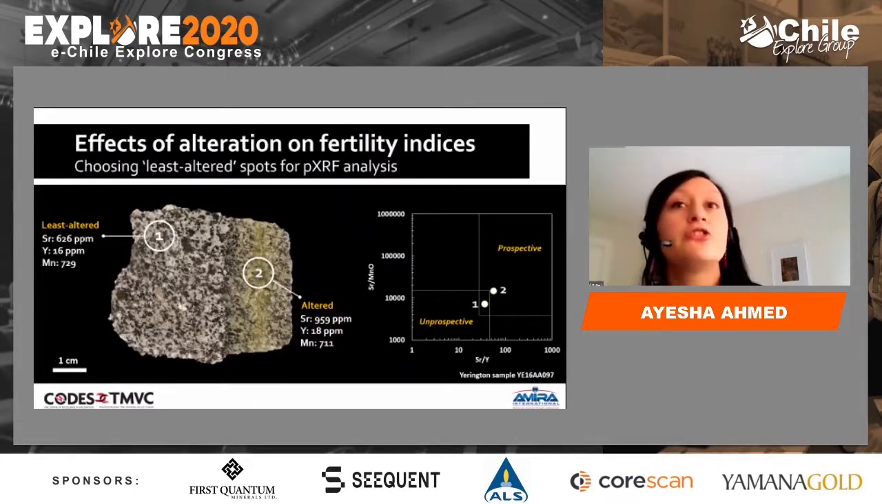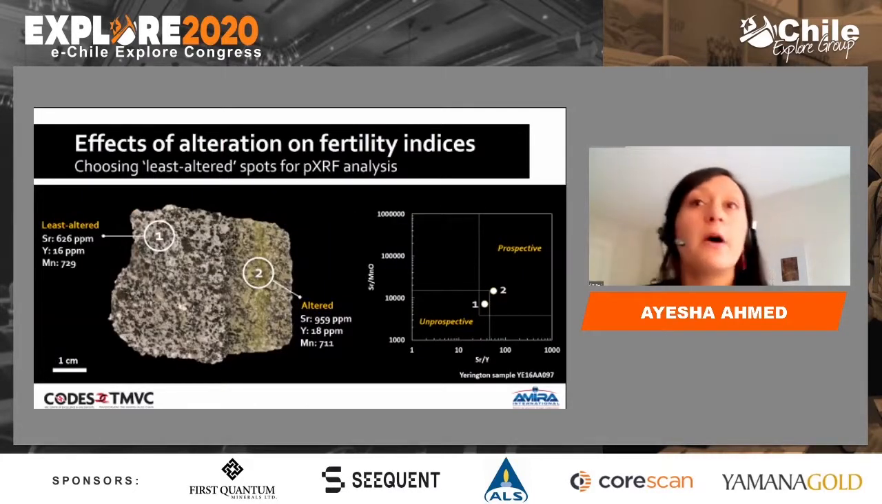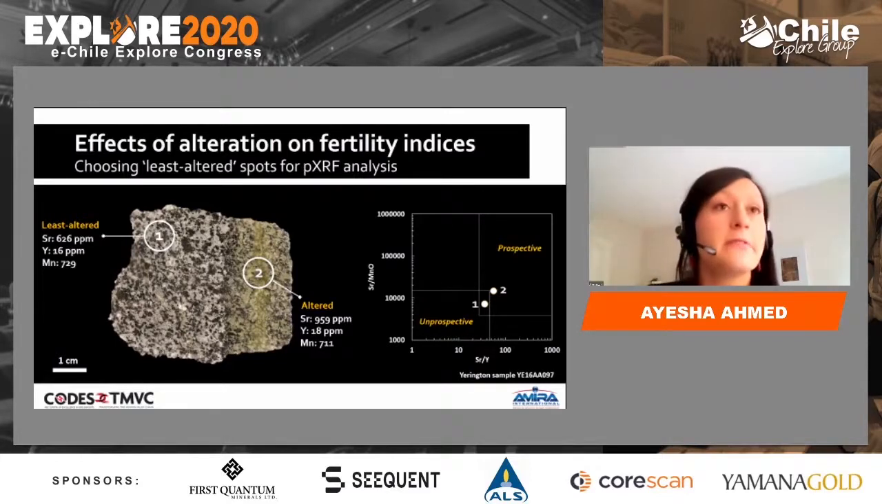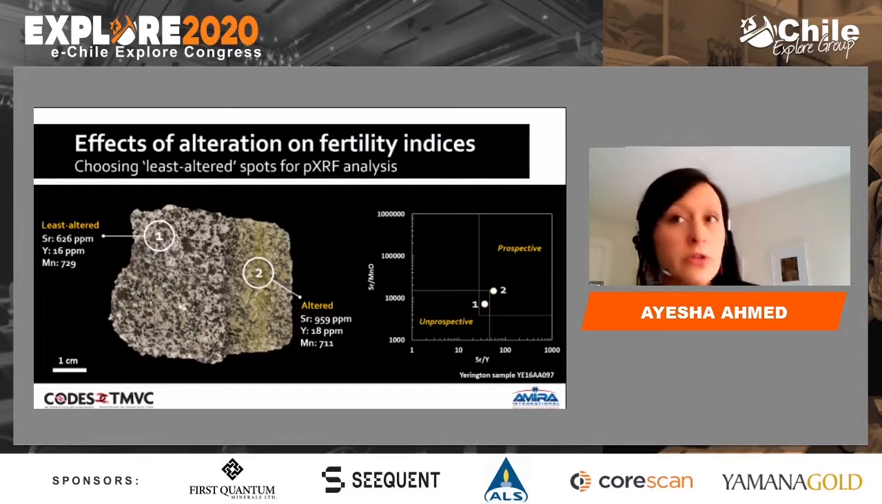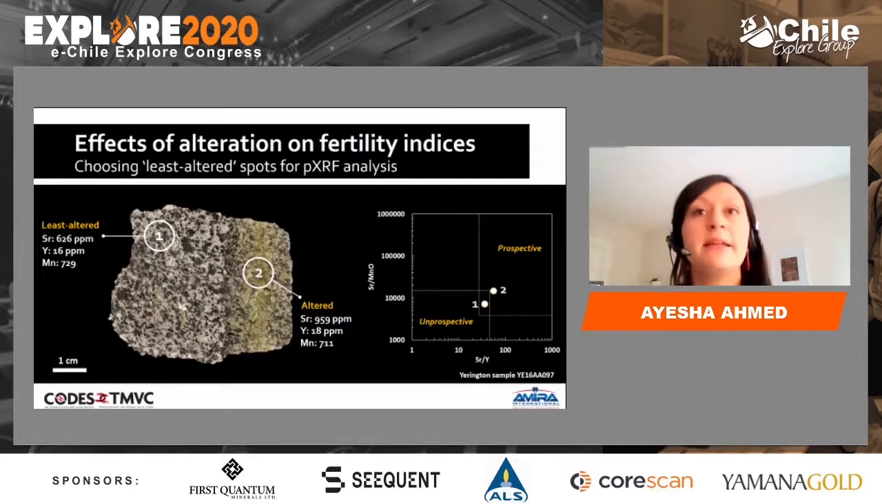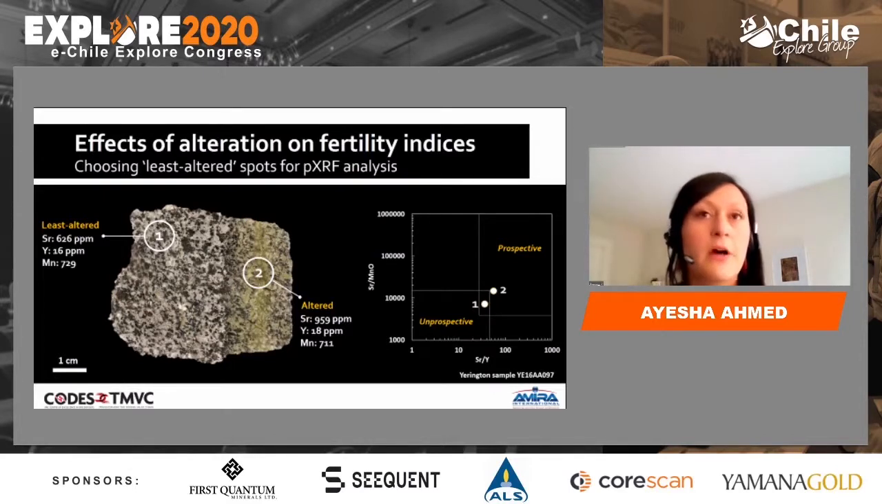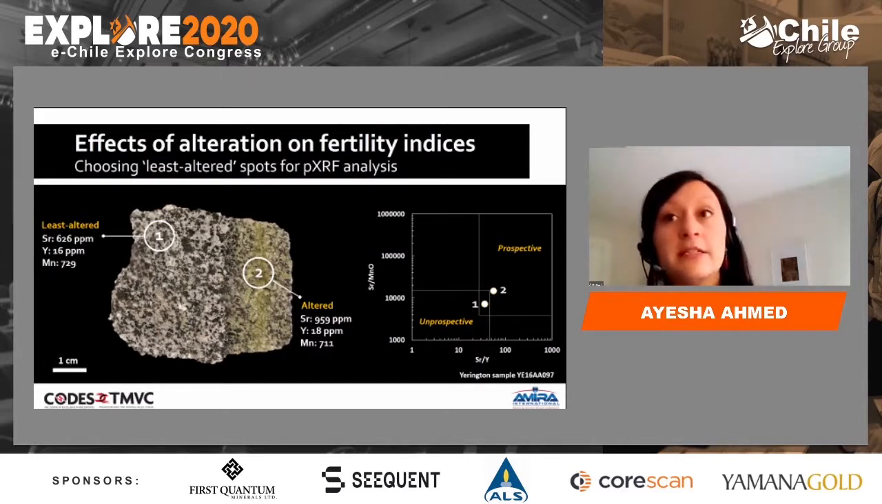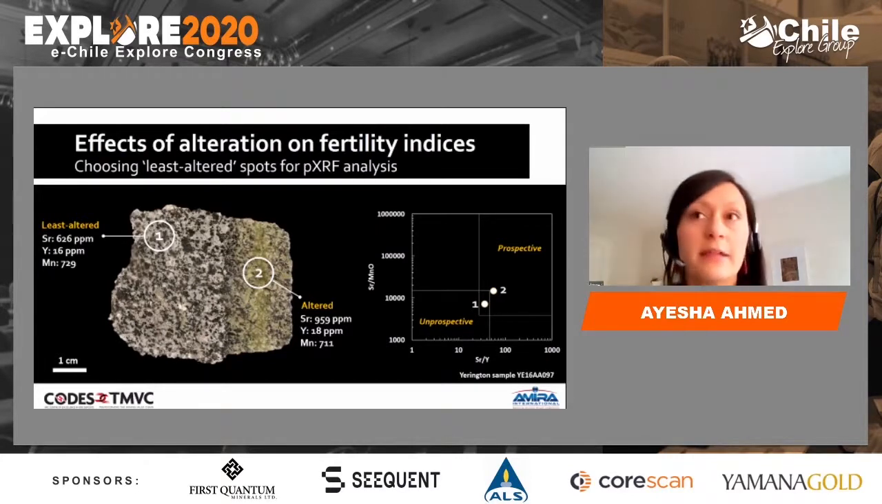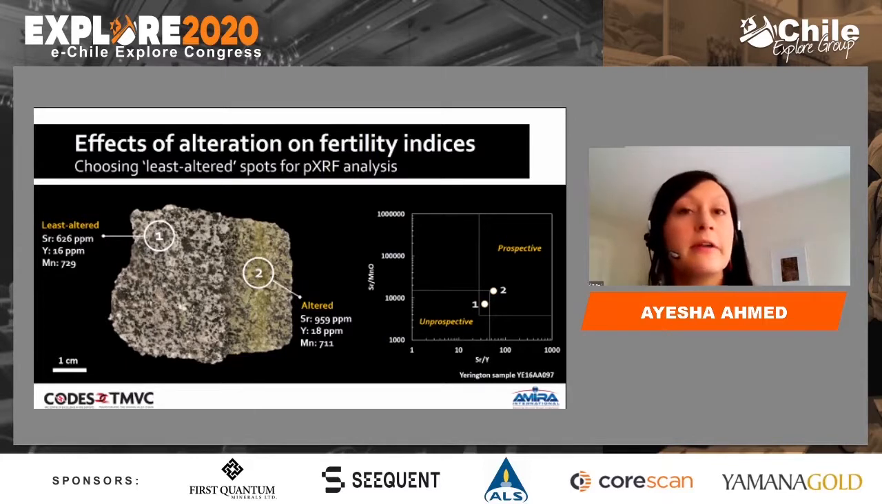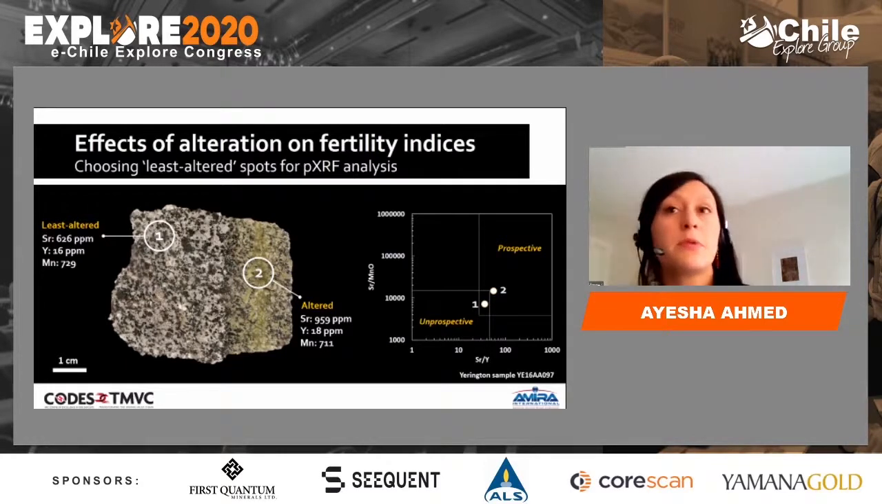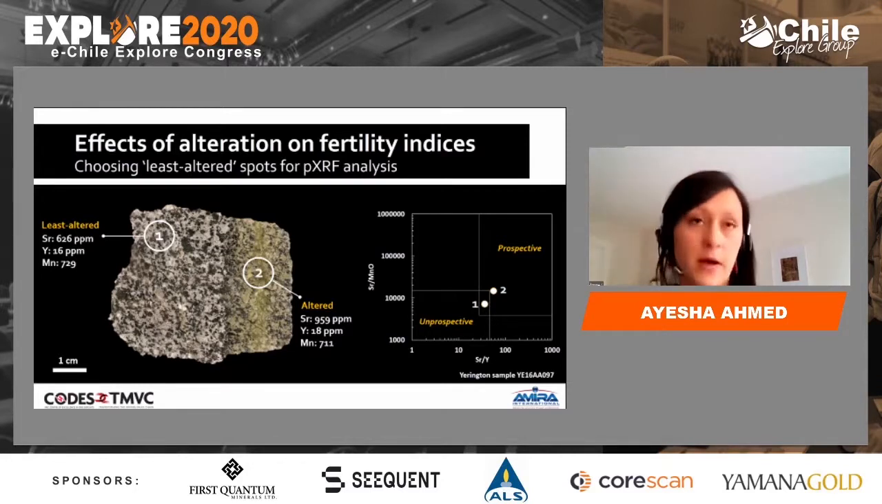Another example is shown here. A PXRF spot analysis of the least altered side of this sample returned lower strontium, but similar manganese and yttrium values than altered parts of the rock. If we plot these two analyses on our fertility diagram, the least altered analysis falls in the barren domain and the altered analysis plots in the fertile domain, resulting in a weak false positive.